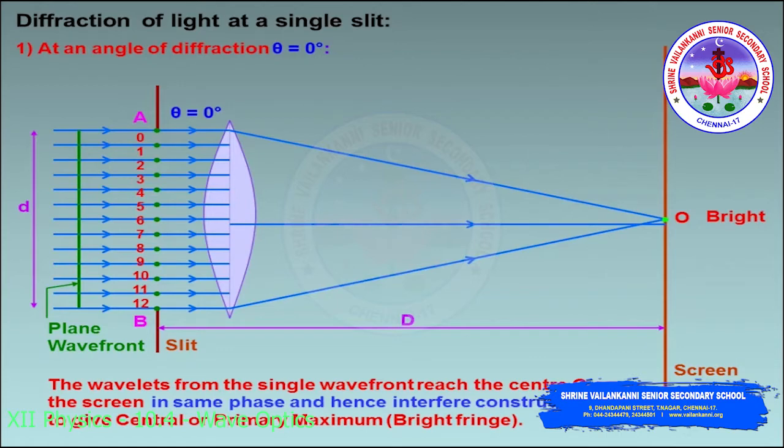The wavelets from the single wavefront reach the center O on the screen in the same phase, and they interfere constructively, that is maximum, right? Because the angle theta is equal to 0, all path differences are 0. So all the parts of the slit contribute in the same phase, and we get the maximum intensity at the point. This is the reason behind it.